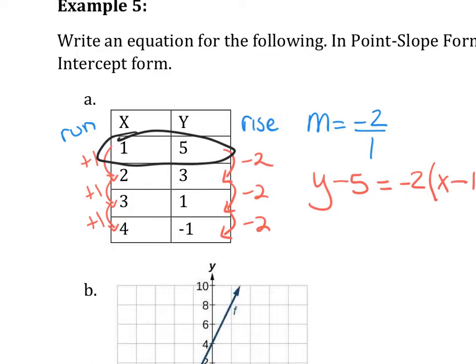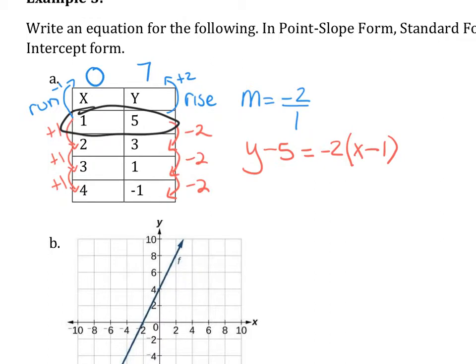What do I have to do to get from 1 to 0? Subtract 1, right? It's just the one point that came before. So we want to subtract 1. And then here we were subtracting 2, subtracting 2, subtracting 2. So if we go backwards, we would add 2 to get 7. So then you could write your equation as y equals mx plus b.